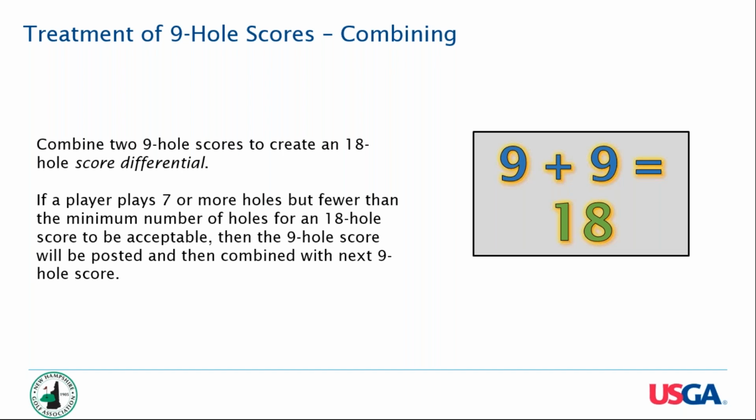If a player plays 7 or more holes, but fewer than the minimum number of holes for an 18-hole score to be posted, then the 9-hole score will be posted and then combined with the next 9-hole score. To that point, for the minimum number of holes for 18-hole rounds, you need to have played at least 14 holes to post an 18-hole score. In the old system it was 13, now it is 14.